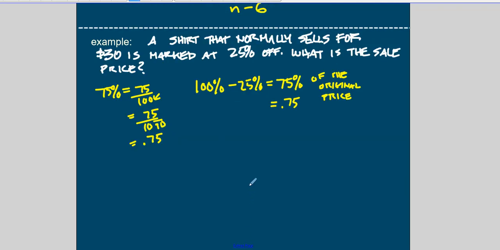So the sale price, if I let S equal the sale price, and P is the original price, the sale price is going to be 0.75 times P.